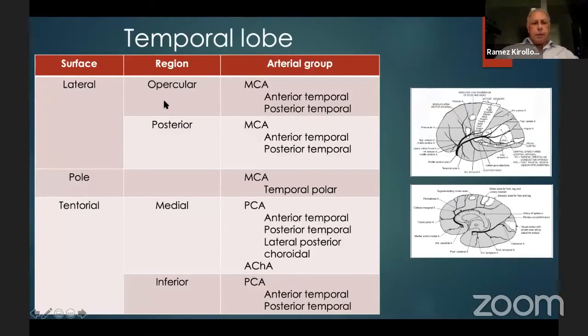The temporal lobe is more complex because it has a lateral surface and tentorial surface supplied by both the MCA branches. And again, they are coming from the lower trunk of the M2 and starting from the pole will have the temporopolar branch and then the anterior and posterior temporal. This is the lateral surface, while the tentorial surface is getting blood supply from the P2 segment, giving the anterior and posterior temporal branches, and again, some of the other branches to the opercular, to the choroidal fissure.